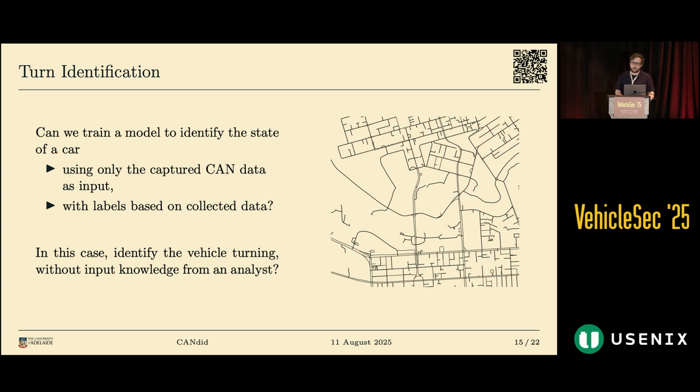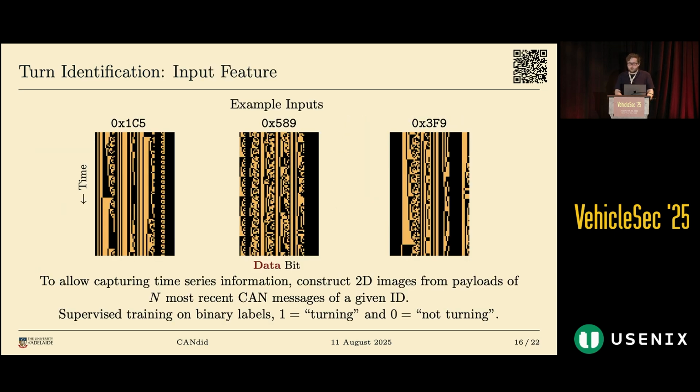In this case, we want to identify, can we pick out when the car is turning without any knowledge of how CAN was actually implemented on this vehicle? So we've constructed input features by taking each separate CAN ID and taking their previous 100 or so messages and then forming a 2D image out of that. And then we've used the GPS information to construct labels of whether the vehicle was turning or not.